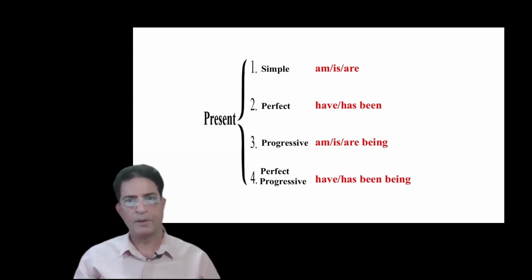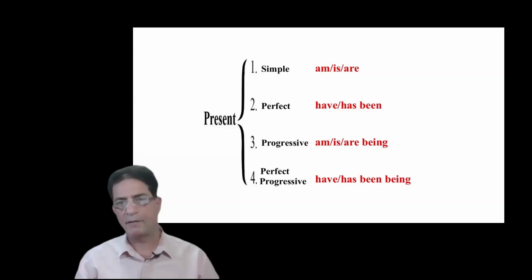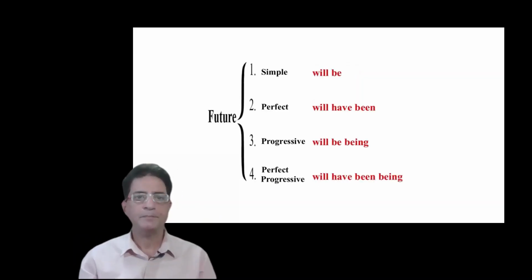Okay, so the simple would be am, is, are, and then for a present perfect, have or has plus been, and then for progressive, am, is, are, being, and then combination of these two, perfect progressive would be have or has been being, and finally the future.